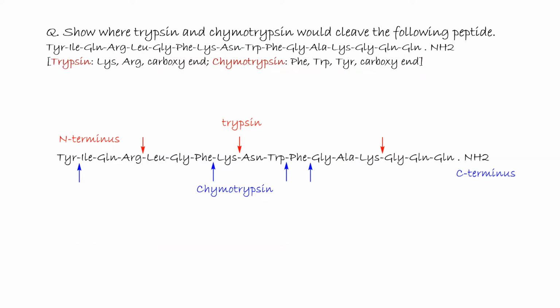Well, here is another example. Show where trypsin and chymotrypsin would cleave the following peptide. Here is a peptide sequence with an amide end. Trypsin, as we mentioned, hydrolyzes the peptide at the lysine and arginine carboxy end. Chymotrypsin will hydrolyze the peptide at the phenylalanine, tryptophan, and tyrosine carboxy end.